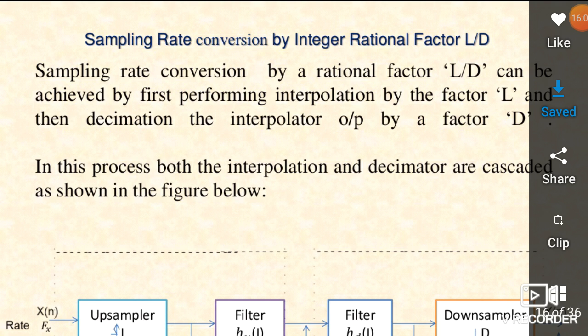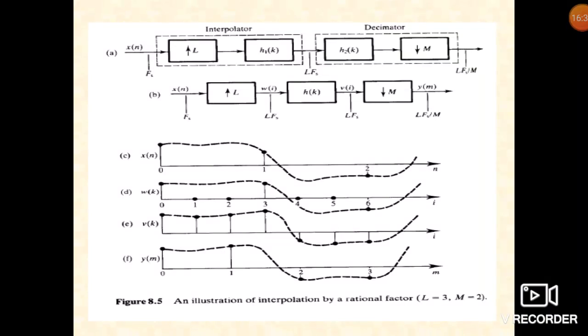That single filter acts as both anti-aliasing and anti-imaging filter. And we have to decide what the cutoff frequency for that particular filter will be, whether it should be pi by L or pi by M. That will be the minimum of pi by L or pi by M. So the cascaded filter's cutoff frequency will be the minimum of pi by L, pi by M. In this graph you can see the example: first we interpolate by a factor of capital L, and then we decimate by D. In this example we have taken capital L as 3 and capital M as 2. Again, capital M is nothing but the capital D we discussed earlier.